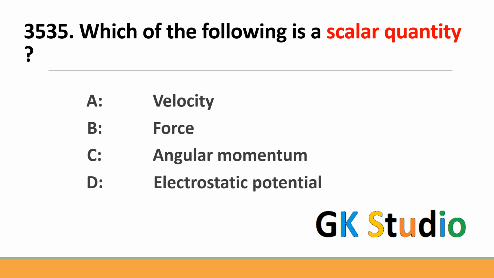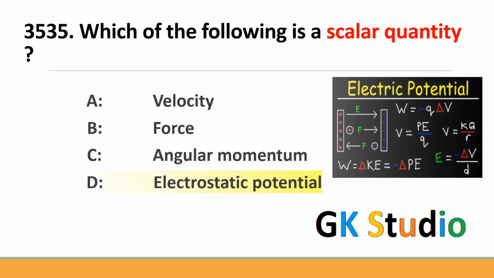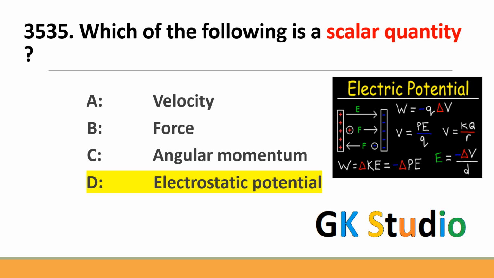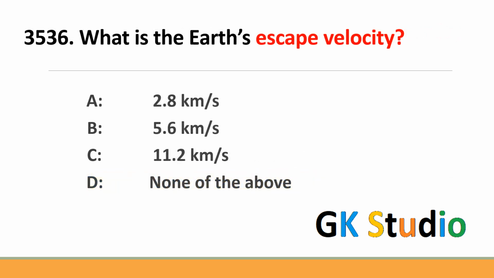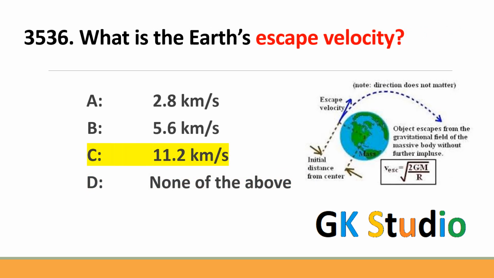Which of the following is a scalar quantity? Static potential. Velocity, force and angular momentum are vector quantities. What is the Earth's escape velocity? 11.2 km per second is the Earth's escape velocity.